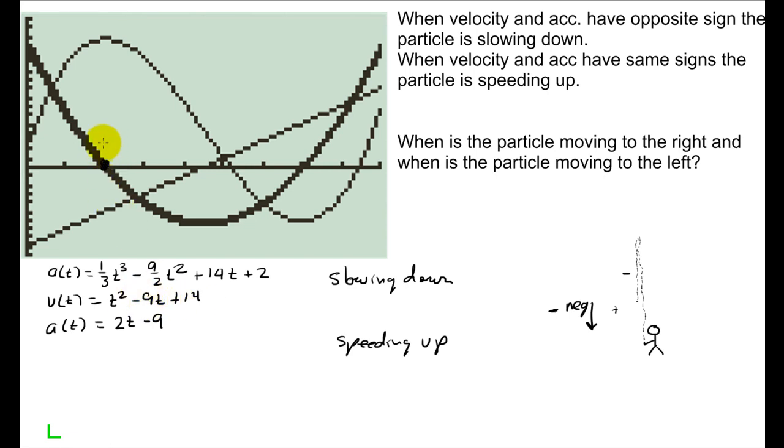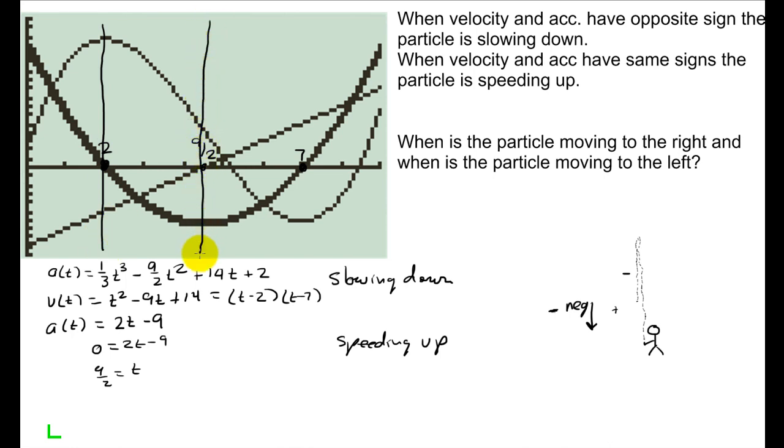It happens right here at 2, because we can factor this into t minus 2 and t minus 7. So we have a 0 here at 7 as well. The acceleration changes signs at 9 halves, because if you set this equal to 0, you would add 9 and divide by 2, and so we're looking at 4.5. That's 9 halves right here. So we're looking at, let's see, here's one section, here's the second section, and here's the third and then the fourth section.